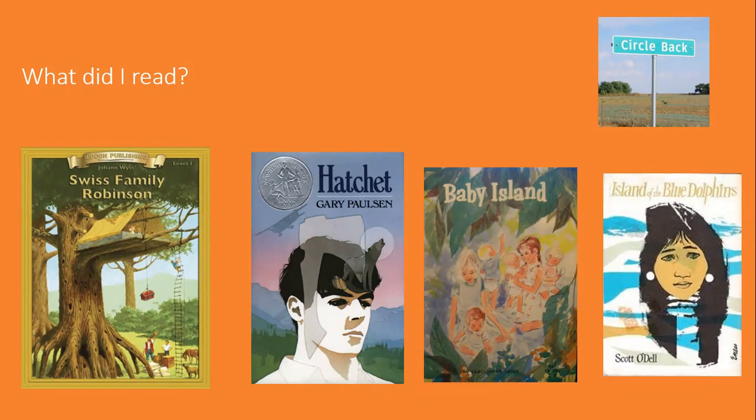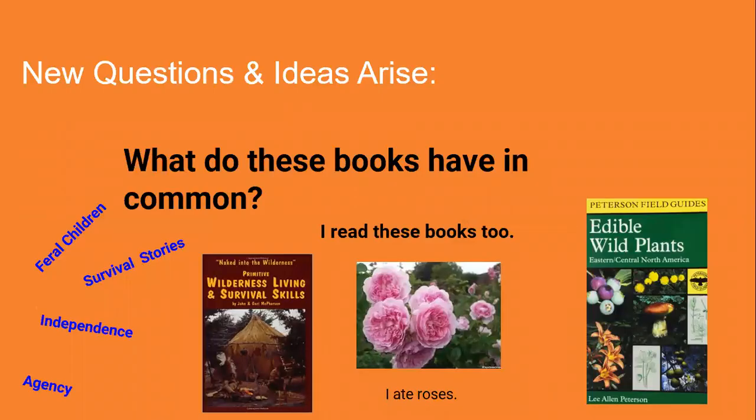What did she read? She read Swiss Family Robinson, Hatchet, Baby Island, Island of the Blue Dolphins. And so she asked herself, what do all these things have in common? Well, feral children who are raising themselves, they're surviving drastic situations, independence, agency, taking control. And she read other books like Naked into the Wilderness, Primitive Wilderness Living, Edible Wild Plants.